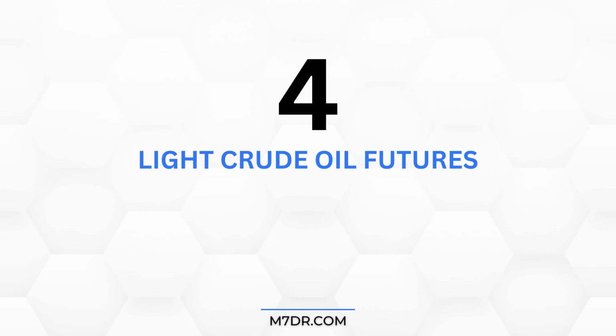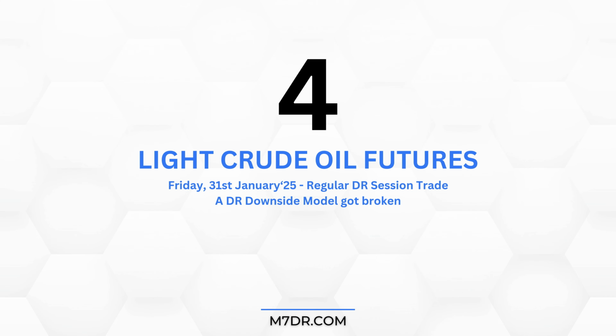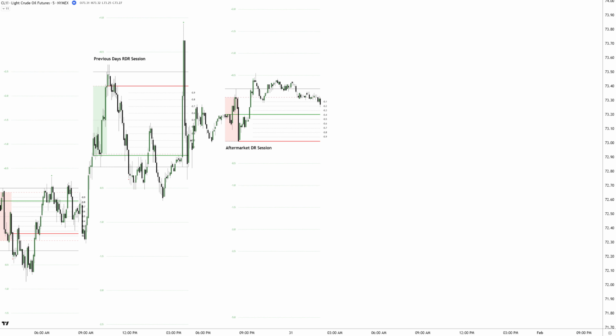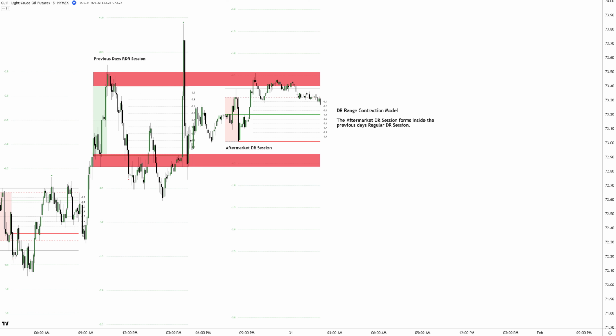Number 4. Crude oil futures. Friday's regular DR session, a DR downside model got broken. This setup provides a classic example of how the DR-IDR intraday cycle unfolds from a range contraction model into a potential range expansion model. With the aftermarket DR session forming inside the previous day's regular DR session, the DR-IDR intraday cycle started with a DR range contraction model.